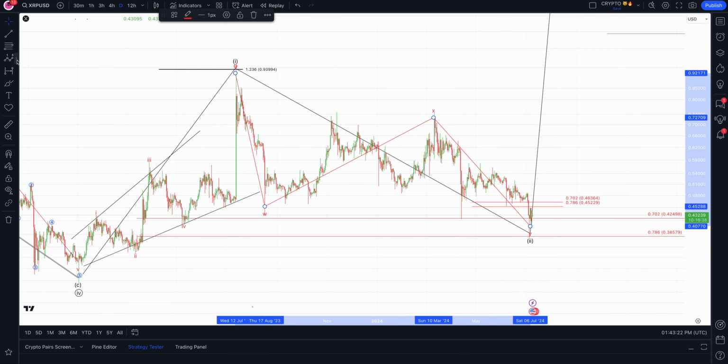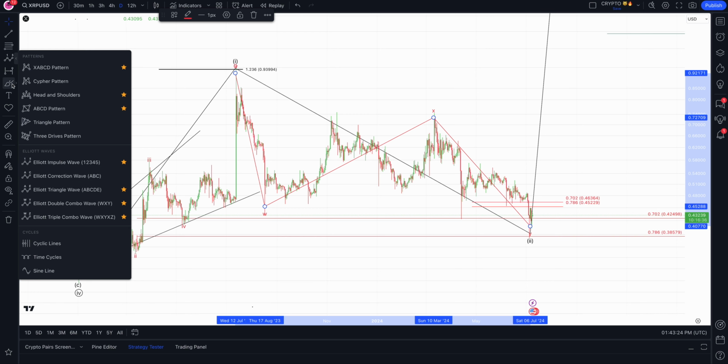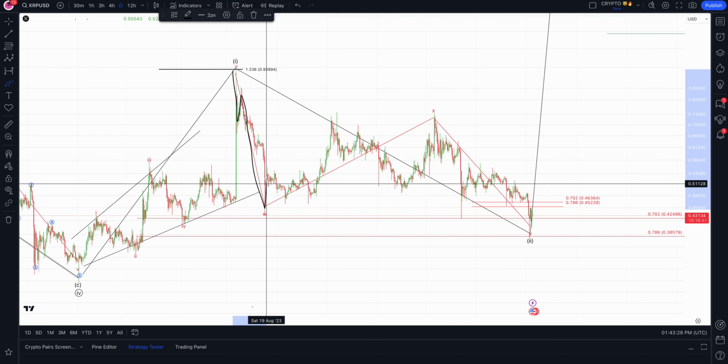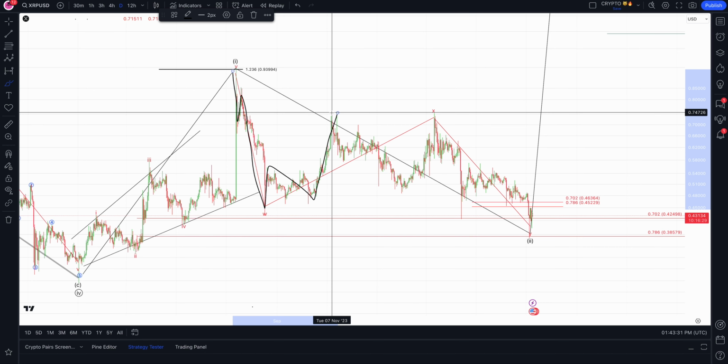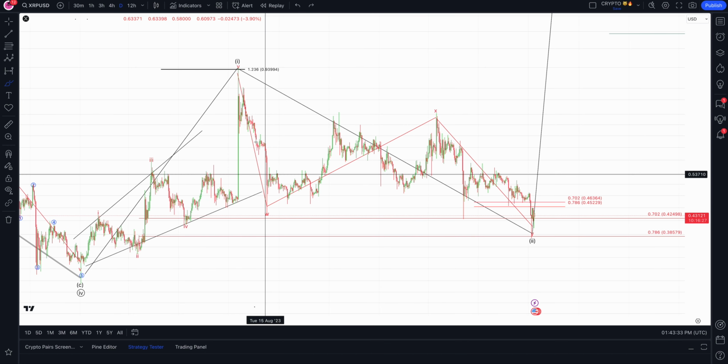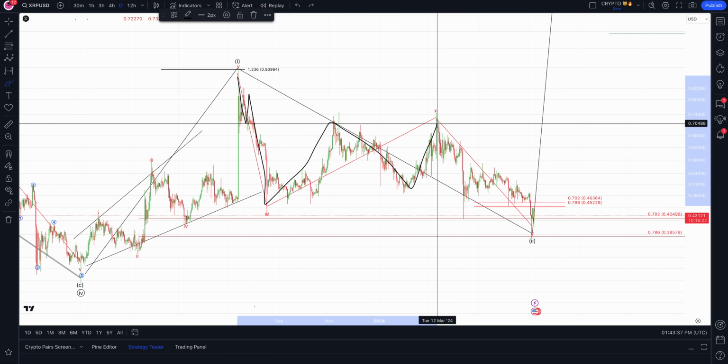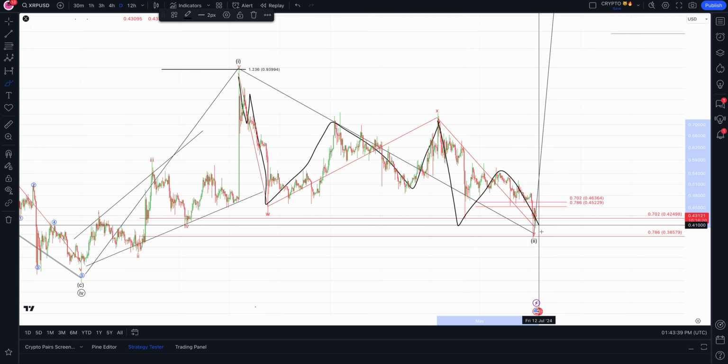Okay, so with a WXY correction, you're going to have a three-wave move within each of the waves. So this is your A, B, C. This is your A, B, C. Or you can even call it, this is your A, B, C, your A, B, C, and then you have another A, B, C down.